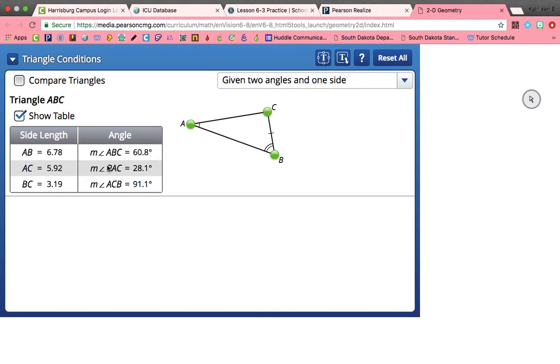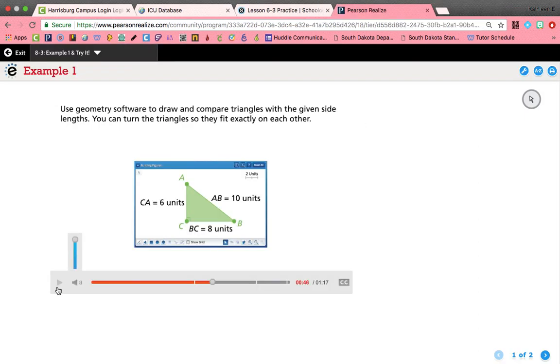The measure of angle BAC, that's talking about this angle right here, is 28.1. The measure of angle ACB, this angle here, is 91.1, and the measure of angle ABC, this one right here, is 60.8. So that's kind of how we talk about triangles. They're named by the labels of the angles, and then we call angles and sides by their letters as well. So hopefully that will help as we get into it.